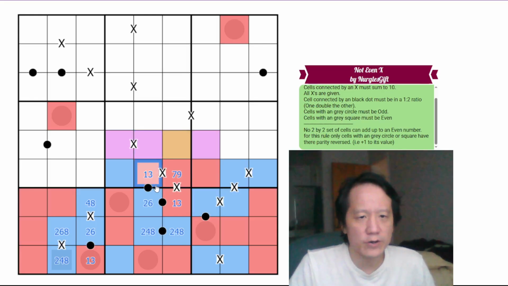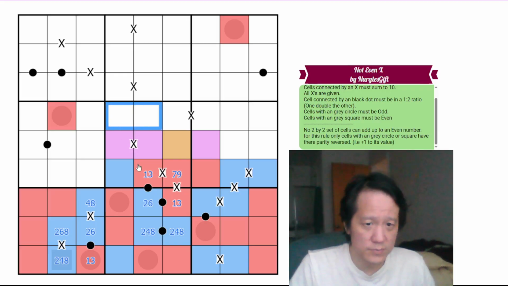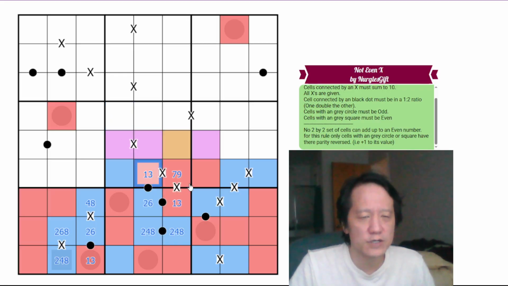These are different parities. These are the same parities. So these must be different parities also. Since this must be different parities, we don't really have a restriction there. These must be different parities. So this is 1 blue and 1 red.